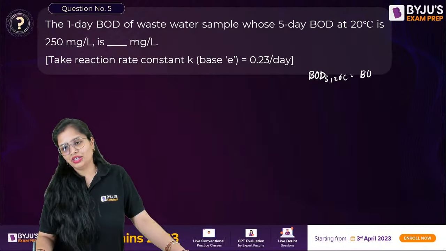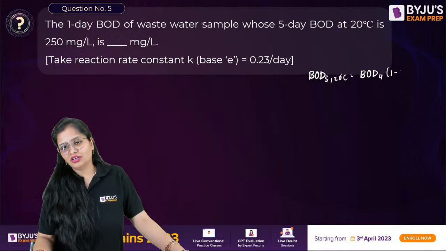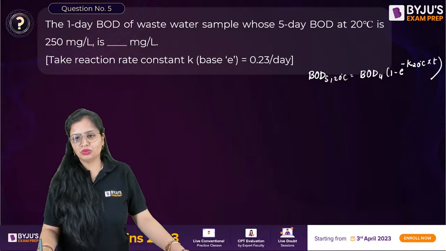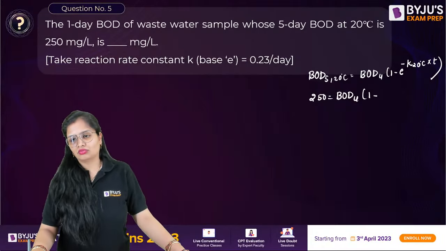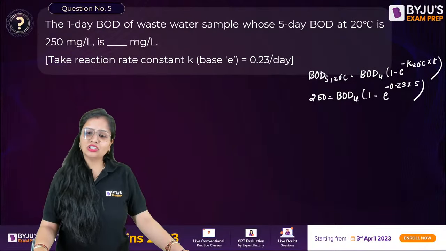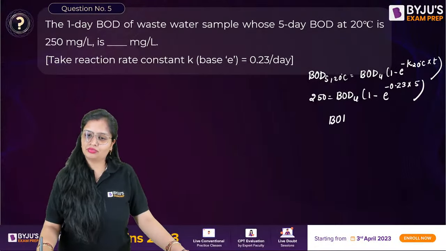So BOD at time t equals BOD ultimate times (1 minus e to the power minus k at 20 degrees Celsius into t). So 5 days BOD, 2.3 into 5. How much is the BOD ultimate coming?